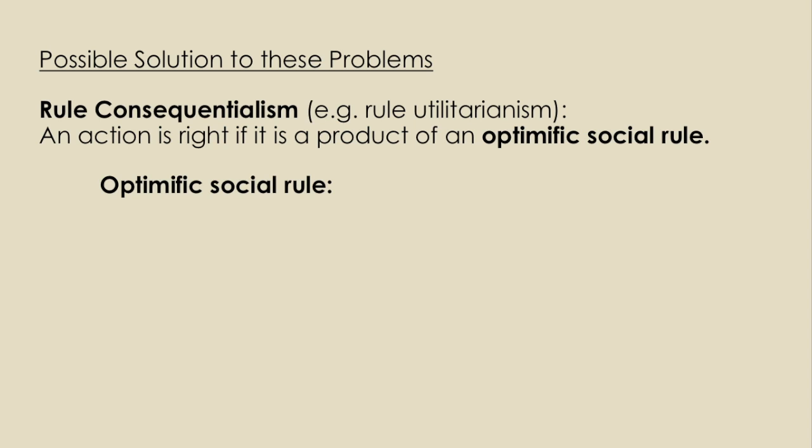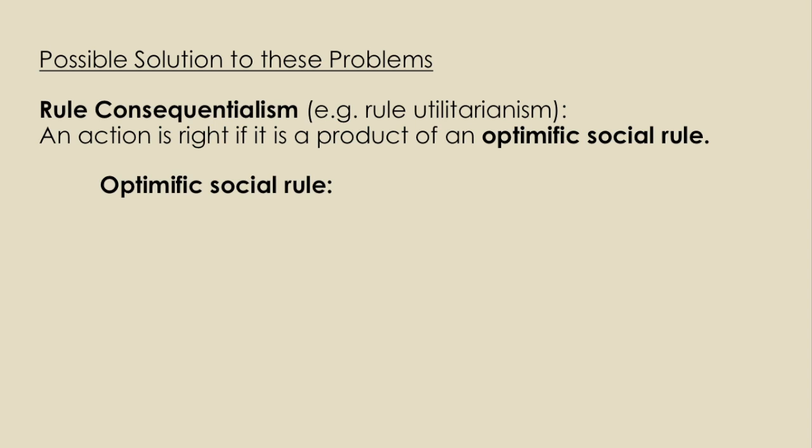Another way of thinking about rule consequentialism is in the following way: that when we decide how to act, we should base the rightness or wrongness of our action not on the actual effects produced, not on the actual consequences, but on a rule that in the past has had the best possible results.